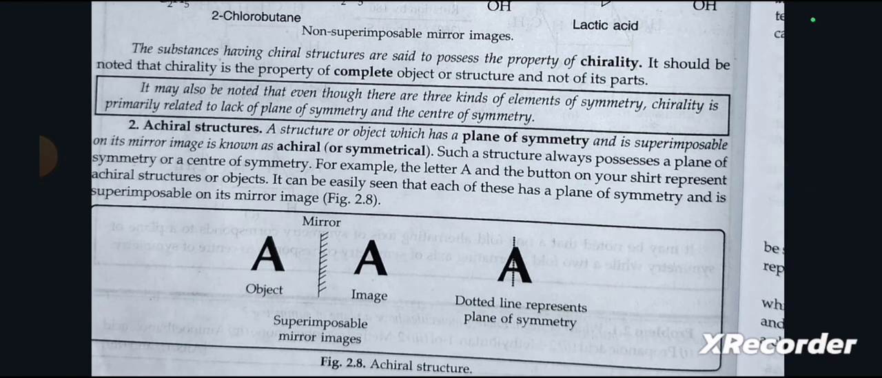It may also be noted that even though there are three kinds of elements of symmetry, chirality is primarily related to lack of a plane of symmetry and a center of symmetry.